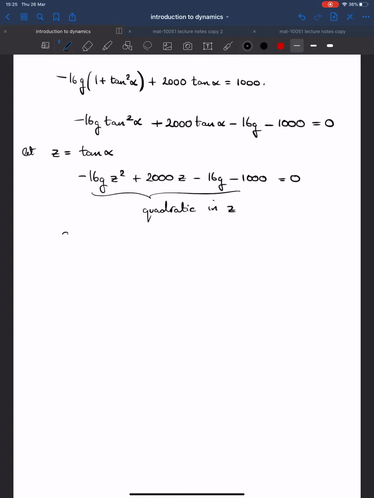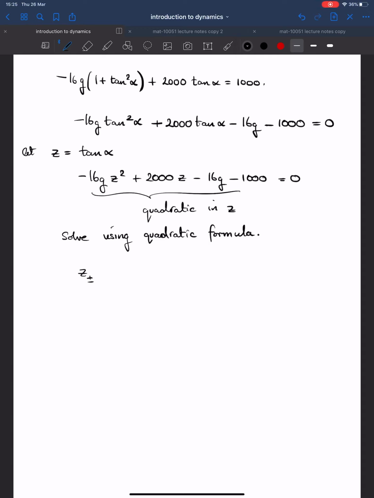We can solve using the quadratic formula. I mean, it's up to you. You can write this in symbolic form using completing the square, but really it's not necessary. I mean, you'll have to compute some numbers anyway at the end. So use the quadratic formula. All right, so if you do this, okay, let's do this.